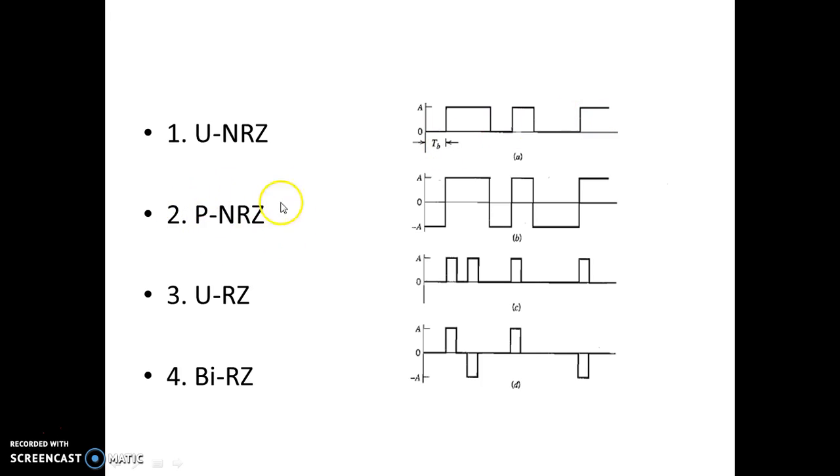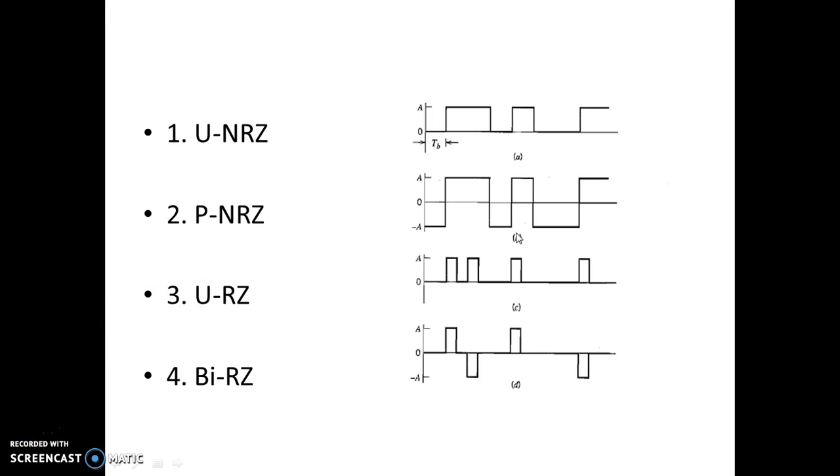Next is polar non-return to 0. Polar means there are two poles, either a plus voltage or a minus voltage. So here according to the binary data 0 1 1 0 1 0 0 1, we have a positive voltage, we have a negative voltage, and this is called polar non-return to 0.